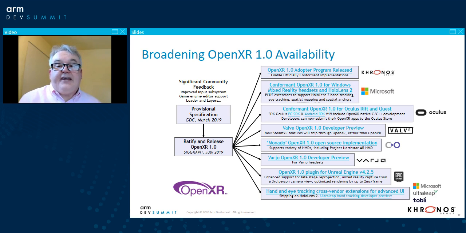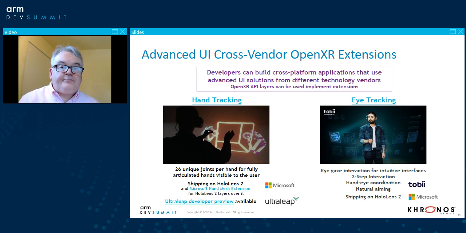Valve, in particular, have stated that all new functionality for SteamVR will be exposed in OpenXR rather than in their older proprietary OpenVR API. And with version 4.25, the Unreal Engine from Epic has enhanced its support for OpenXR, including optimizing reprojection and rendering. And lastly, working group members, including sensor vendors such as Ultraleap and Tobii, have developed OpenXR extensions for hand and eye tracking. And let's just take a look at those in more detail.